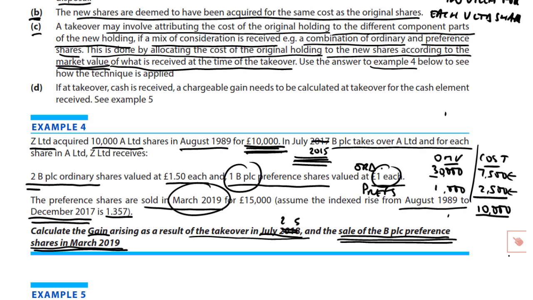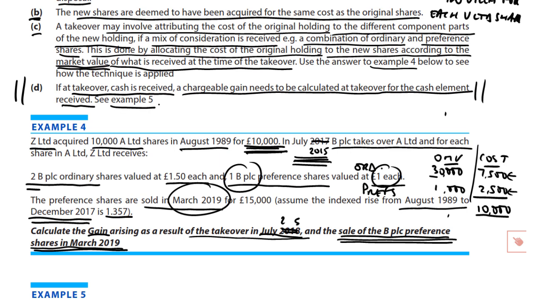Okay, let's finish off this chapter therefore dealing with this final little issue here, note D, and that is that if at the time of takeover cash is received, then a chargeable gain will need to be calculated at that date of takeover for the cash element received.